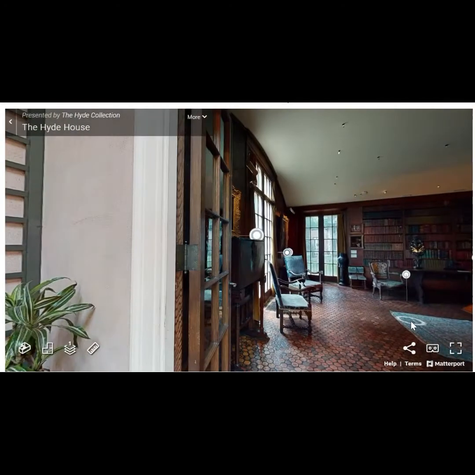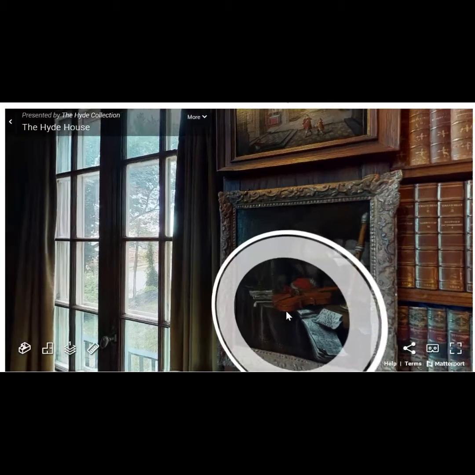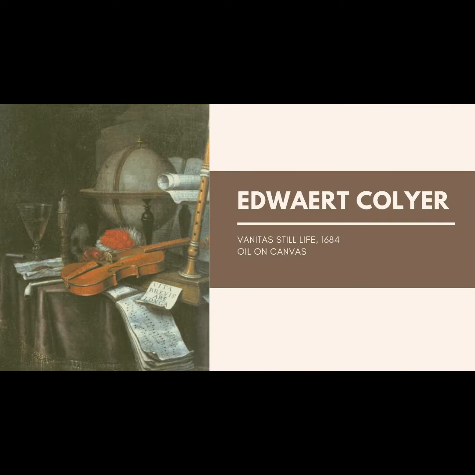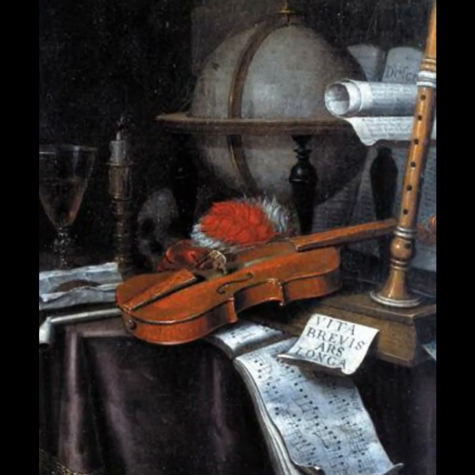Today we are heading into the Library of Hyde House to find a special painting. This was created by Edward Kohler, a Dutch still life painter. Let's get a closer look. What are some of the objects you see?